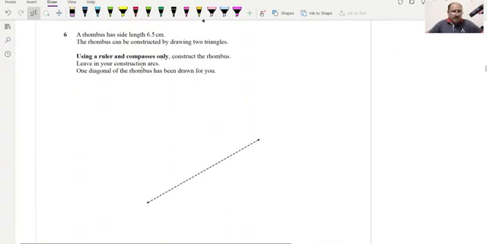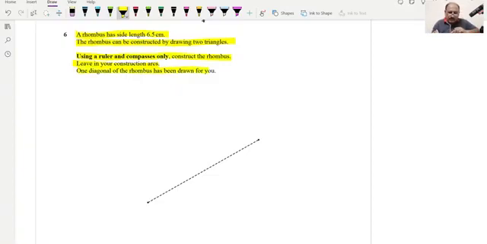Then comes question number 6. Question number 6 says a rhombus has side length 6.5. The rhombus can be constructed by drawing two triangles. Use a ruler and compasses only to construct the rhombus. Leave in your construction arcs.